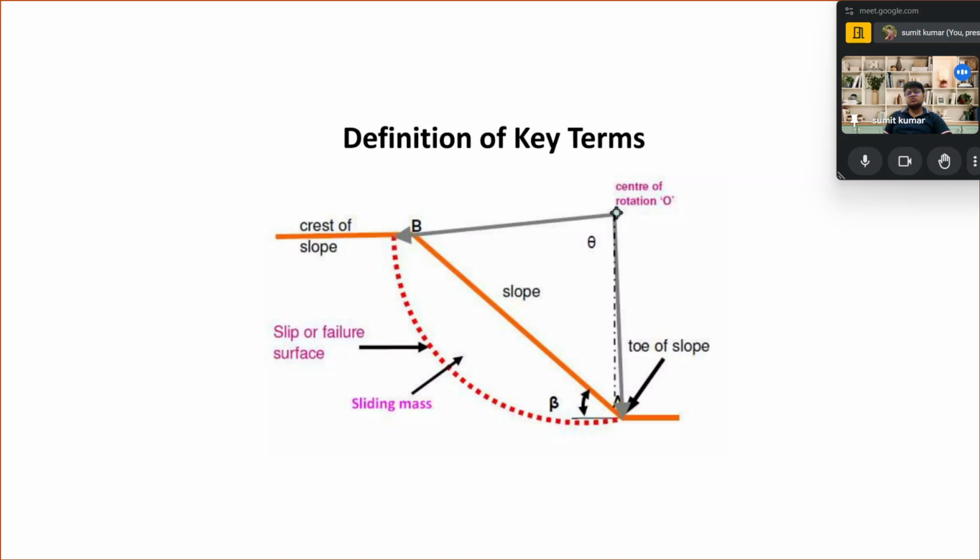Now you see some of the key terms associated with slope failure. Over here you see the center of rotation is presented, then the crest of the slope is visible, the toe of the slope you can see at the bottom right, the slip or failure surface, the sliding mass, and the slope. Everything is visible to us.